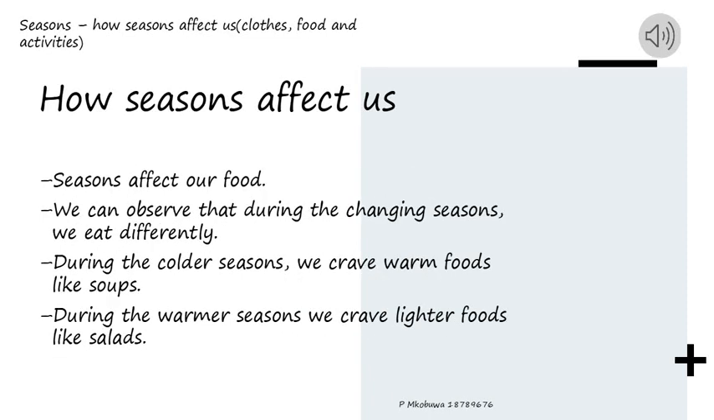Now let's talk about how seasons affect our food. We can observe that during the changing seasons, we eat differently. During the colder seasons, we crave warm foods like soups. During the warm seasons, we prefer to eat lighter meals like salads.